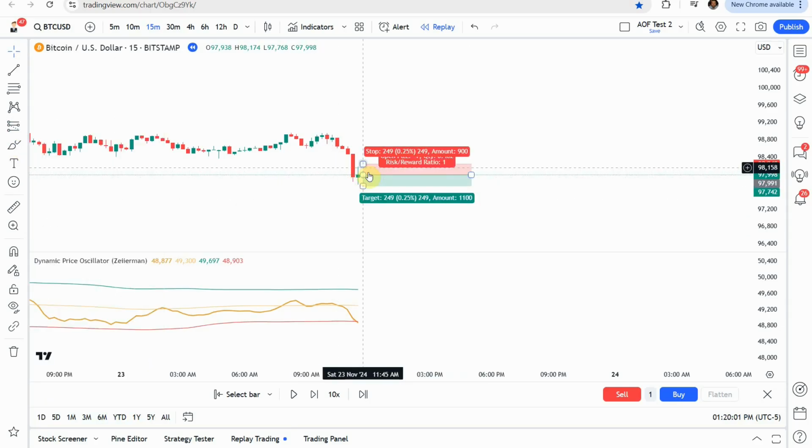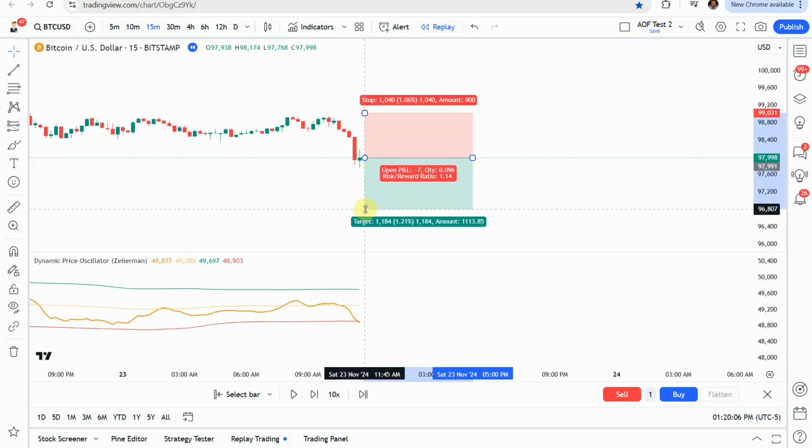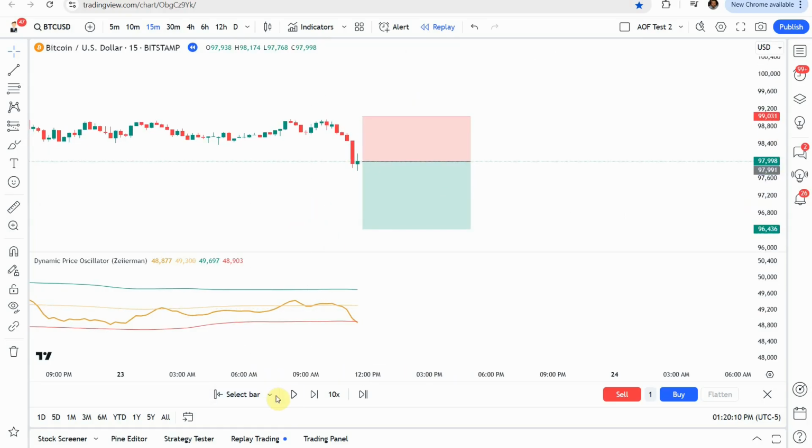We'll put our trade right here. We're going to put our stop just right above this pivot area here, and we're going to target the same 1 to 1.5 risk reward just like before. Let's go ahead and play this one forward and see how it plays out.